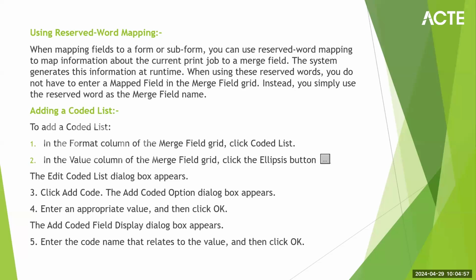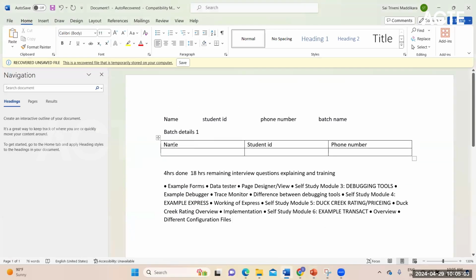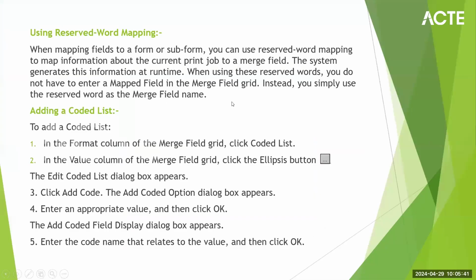For example, name is a common reserved field name, right? So name will be a name itself as the merge field name. Student ID will be a student ID. So these are the common names we use in most of the subforms or forms. These kinds of things are called reserved names. They can be used multiple ways, and you need not create them again and again. So this is called reserved mapping.